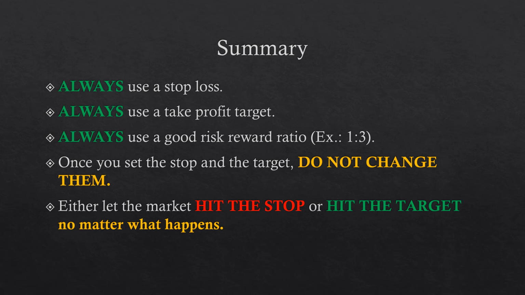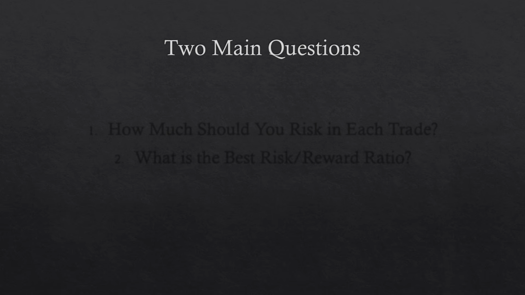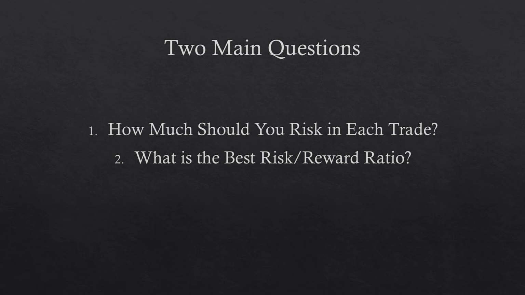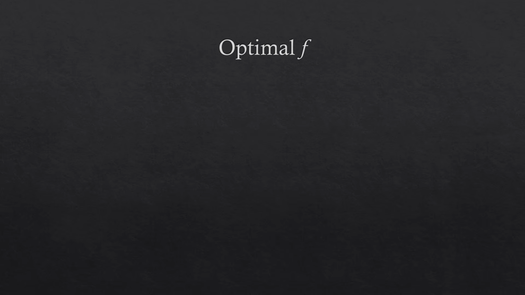There are two main questions that emerge here. Number 1, how much you should risk in every trade, or what is the optimal F? And number 2, what is the best risk-reward ratio? There are advanced ways of calculating the optimal F, but since this is a course for beginners, we need to keep things simple. The most important thing about risk is that you must keep it low.